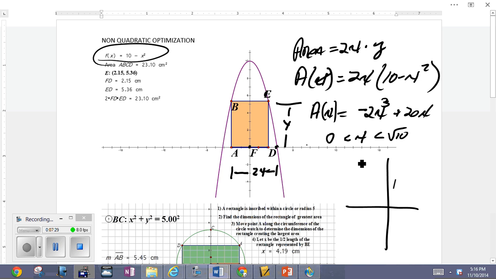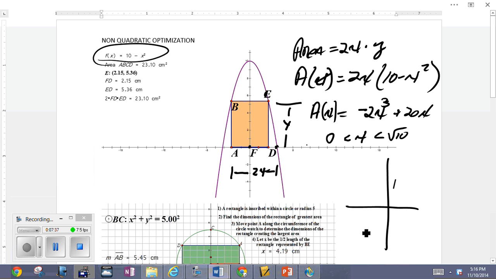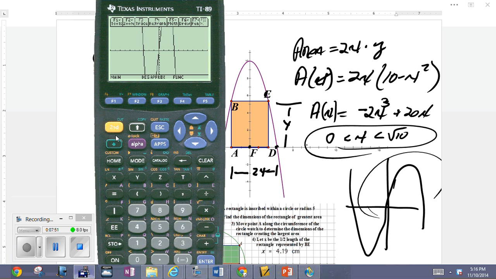So let me go back and take a look at it again. And this is going all the way down to some point. Oh, we back up, okay. So this is the area where we're going to be interested in, because we're only interested in the x values between 0 and root 10. So I'm going to go back and show you what I'm going to do.